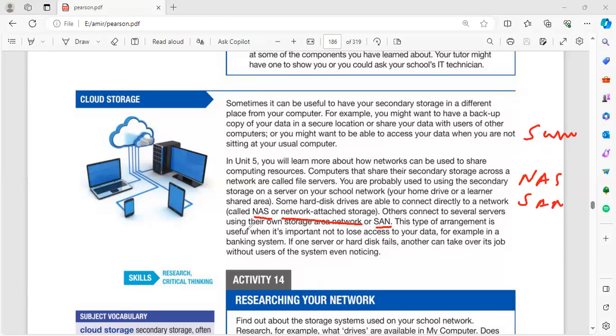This type of arrangement is useful when it's important not to lose access to your data. For example, in a banking system, if one server or hard disk fail, another can take over its job without user of the system even noticing. If one server fails, all data can be transferred to another server which is available as a backup. So you will not notice, but behind the scene, people are working on that to make sure your data must be available every time. Okay, you got it?